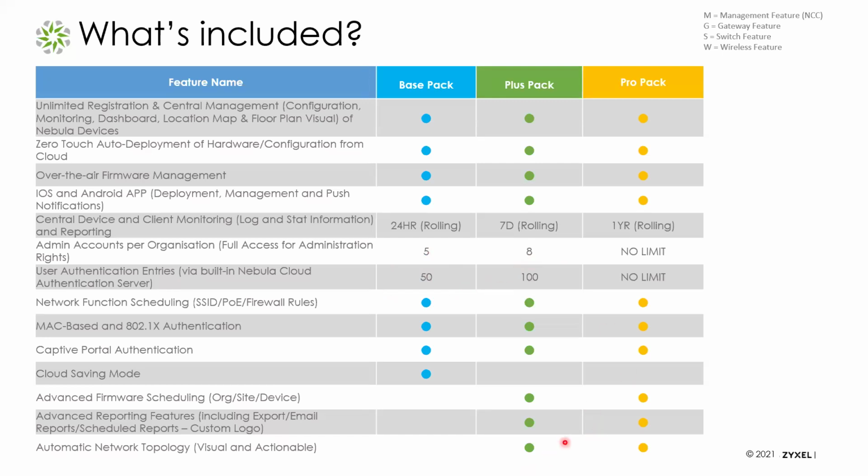So some features now that we'll talk about that are only available in Plus and Pro. Advanced firmware scheduling. So the free pack or base pack version of Nebula, you can set up firmware scheduling for your firmware updates. But with Plus and Pro, we give you more options. We give you the ability to set up different schedules based on the type of device. We give you also the ability to set up schedules for individual devices in that customer's network.